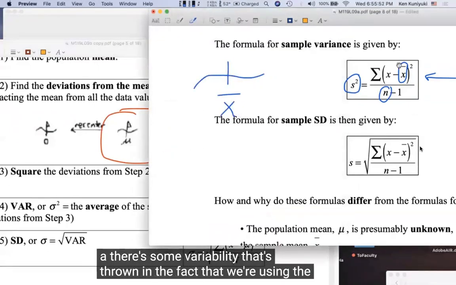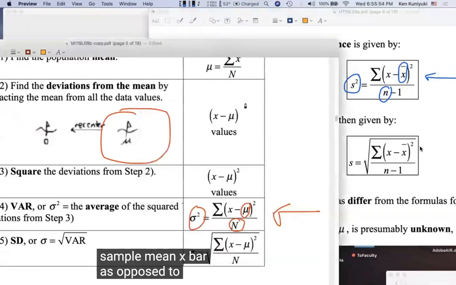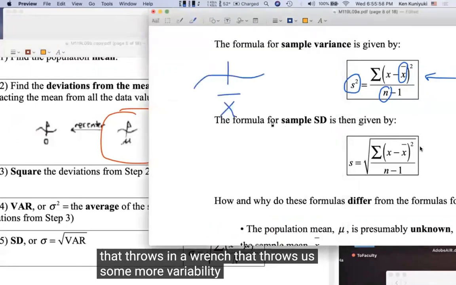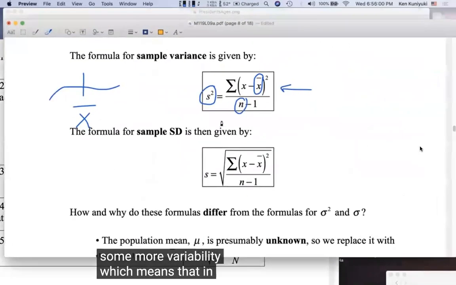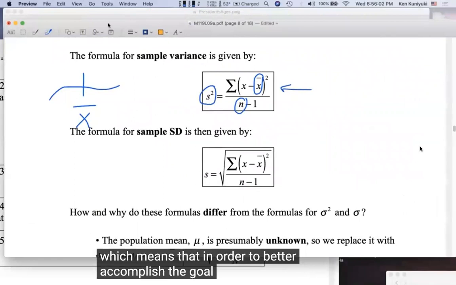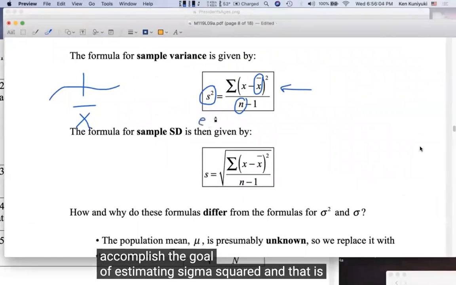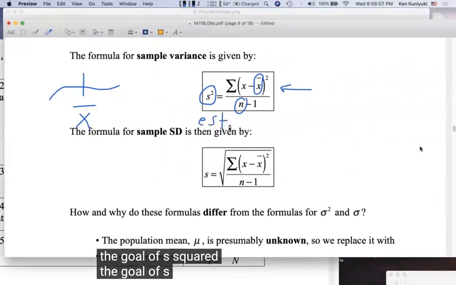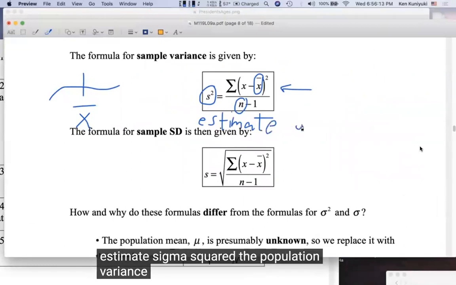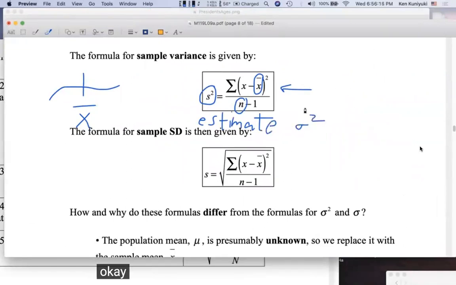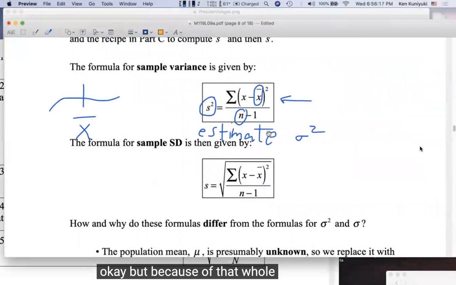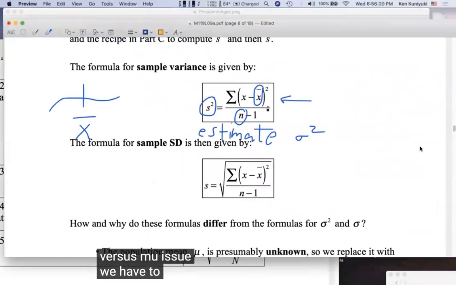The fact that we're using the sample mean, x bar, as opposed to the population mean, mu, throws in a wrench, throws in some more variability, which means that in order to better accomplish the goal of estimating sigma squared, and that is the goal of S squared, the goal of S squared is to estimate sigma squared, the population variance. Okay, but because of that whole x bar versus mu issue, we have to inflate the fraction a bit.